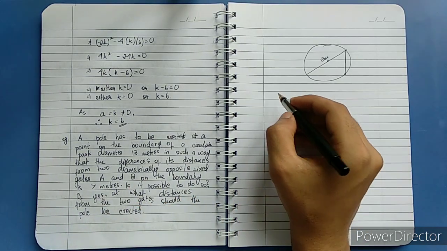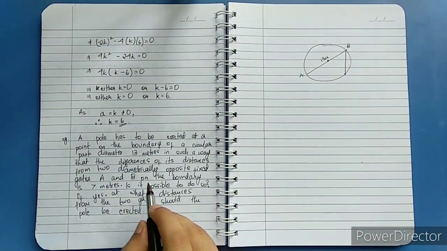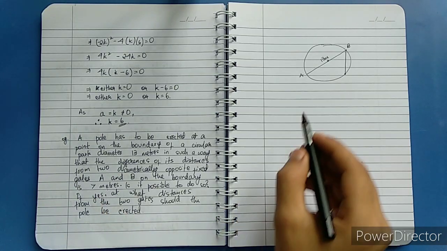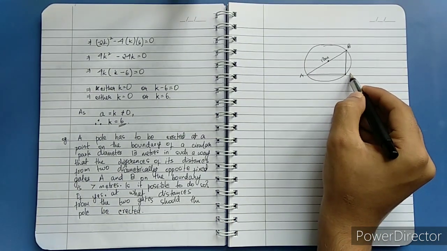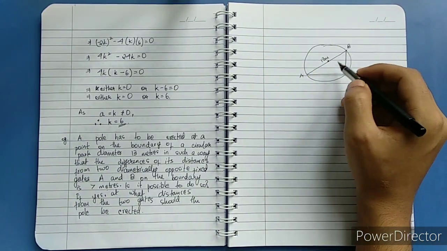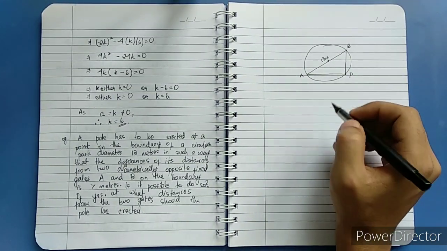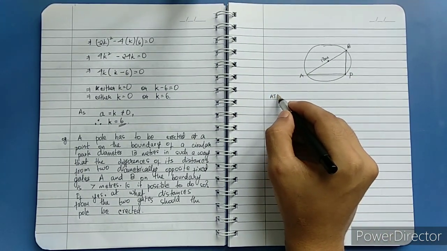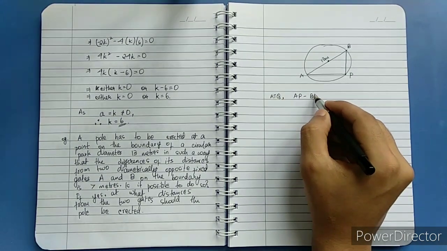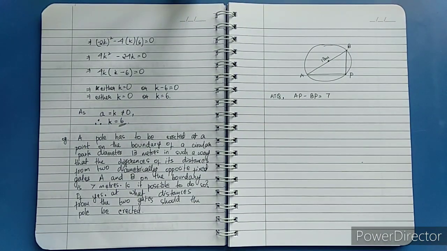So one of the gates we are mentioning as A, the other gate as B, on the boundary, is 7 meters. So let the pole be at point P, and this is the boundary where gates A and B are. So the difference in the distance of the gates, according to the question, AP minus BP is equal to 7. This is given to us.